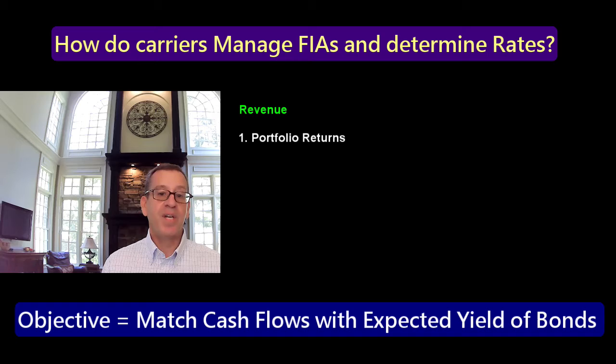If, though, the expected business had a long surrender charge schedule, sometimes these can be 9 years or longer, the asset portfolio would invest in longer bonds, maybe 7 to 10 years in duration.